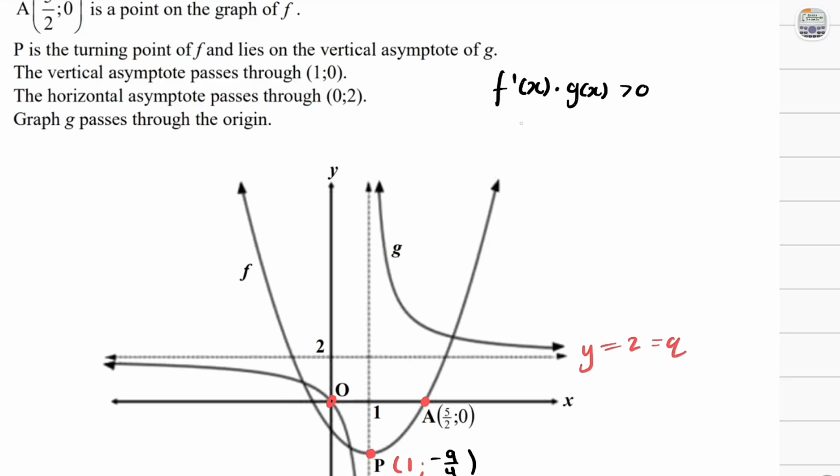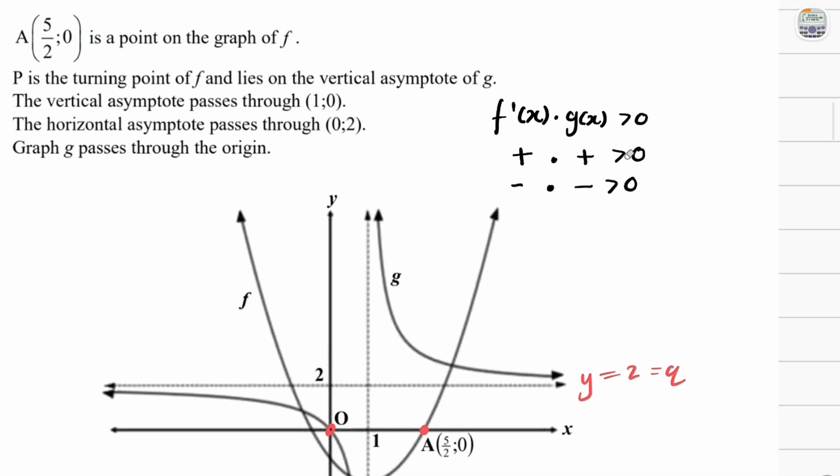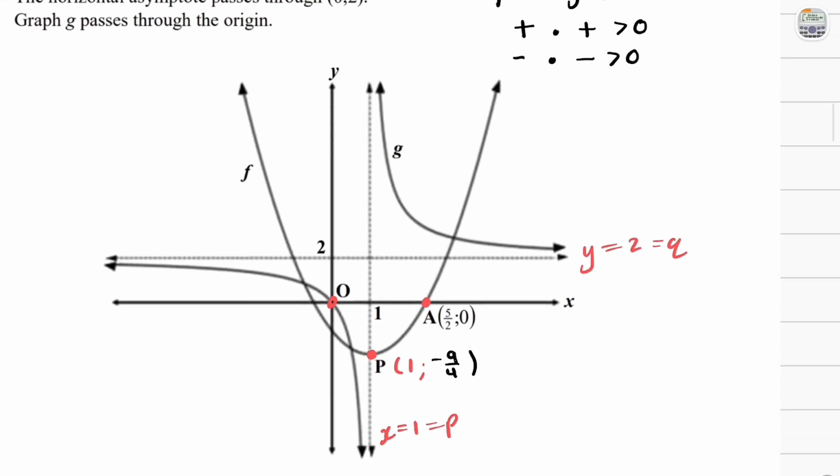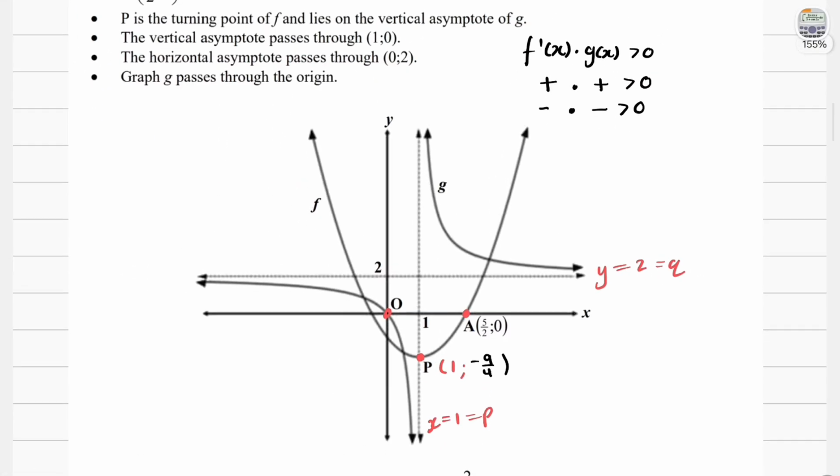Okay, so let's look at the possibilities. If the values of f prime of x are positive and the values of g are positive as well, then they would multiply and give us a positive number. Also, if the y values of f prime of x are negative and the y values of g of x are negative, then they will also give us a value greater than 0. Okay, positive times positive is positive and negative times negative is also positive. So let's look at this.